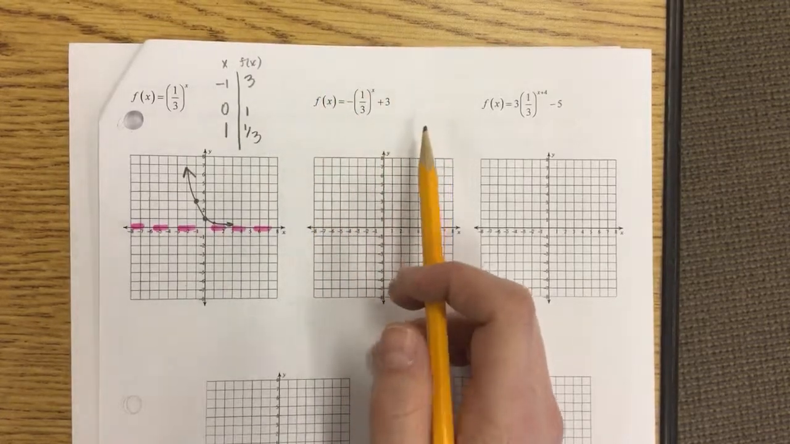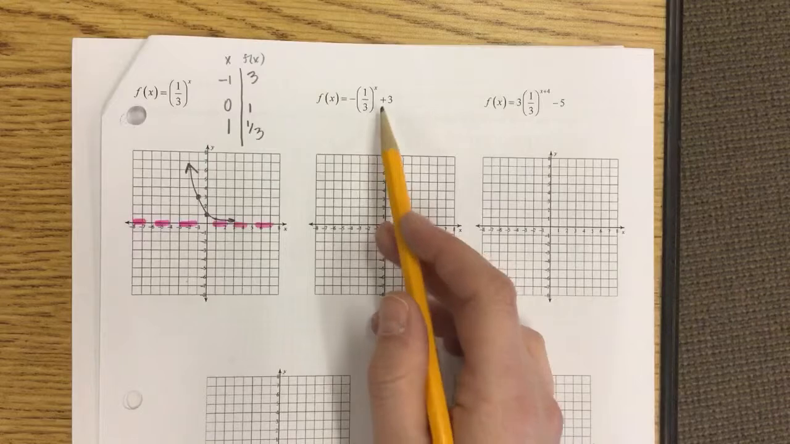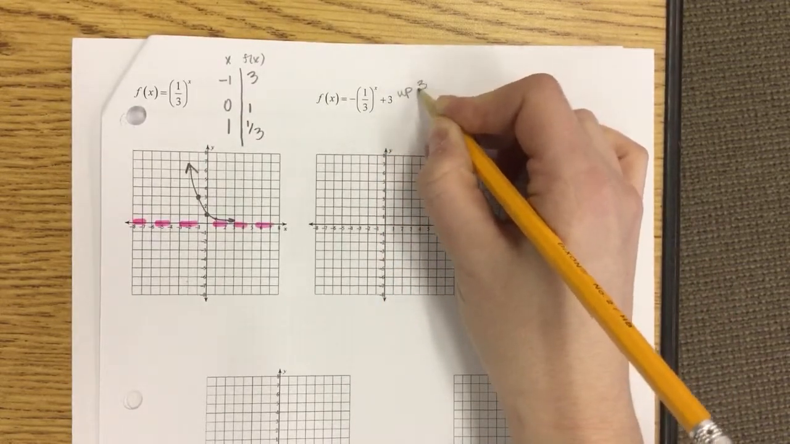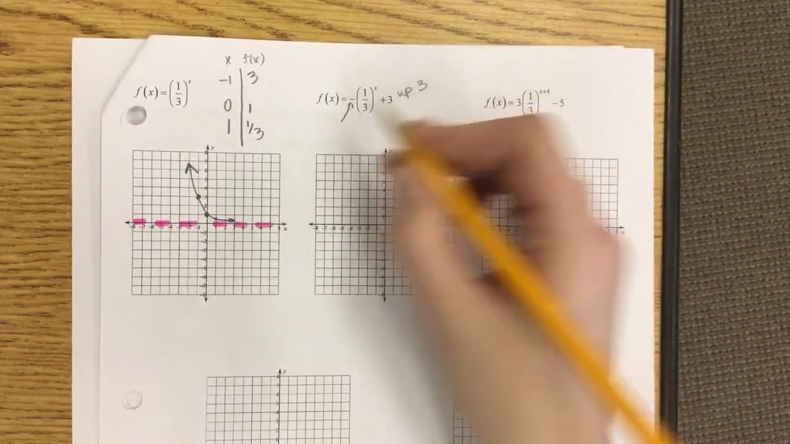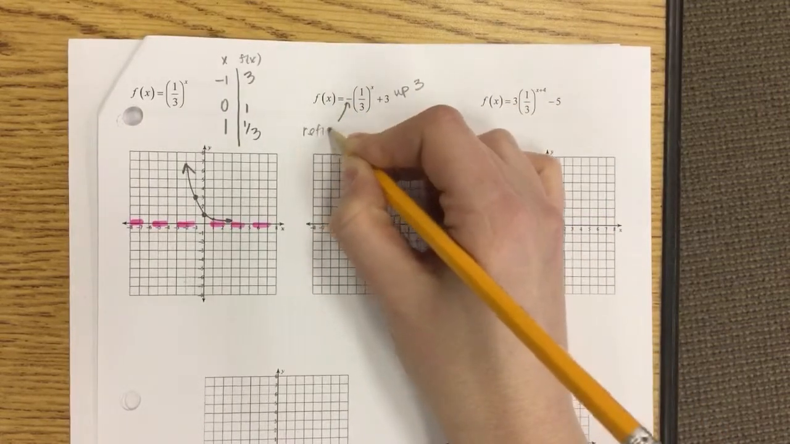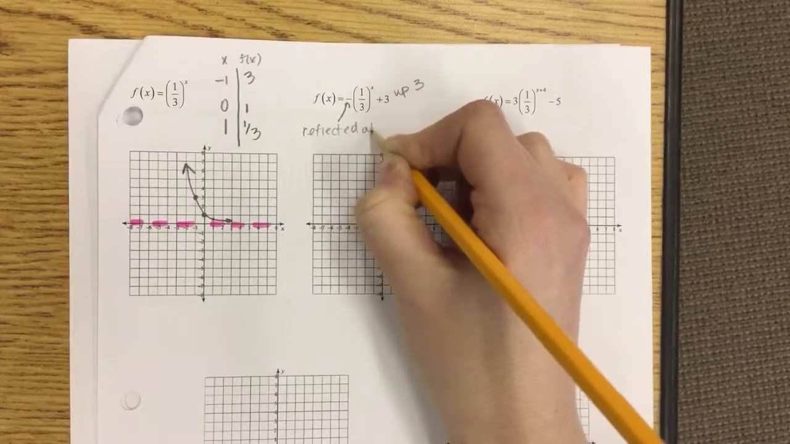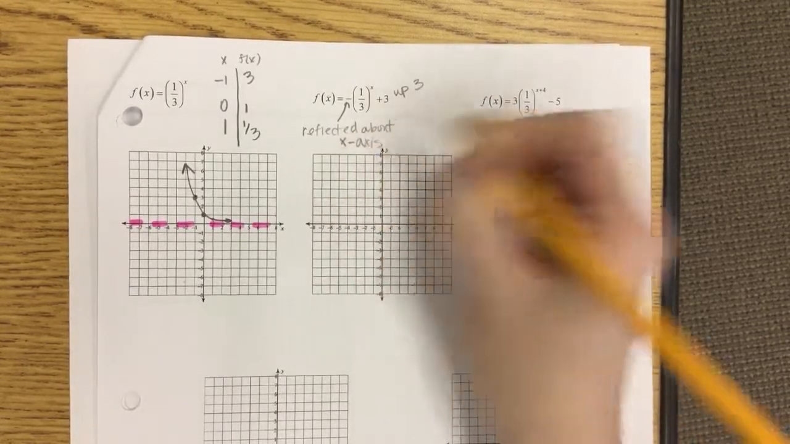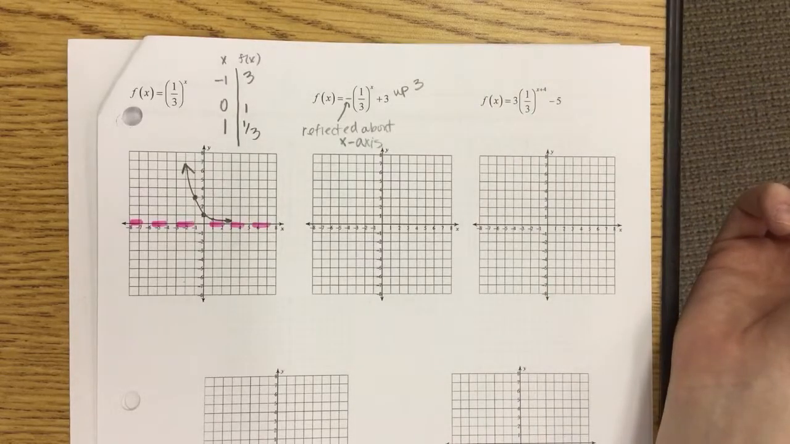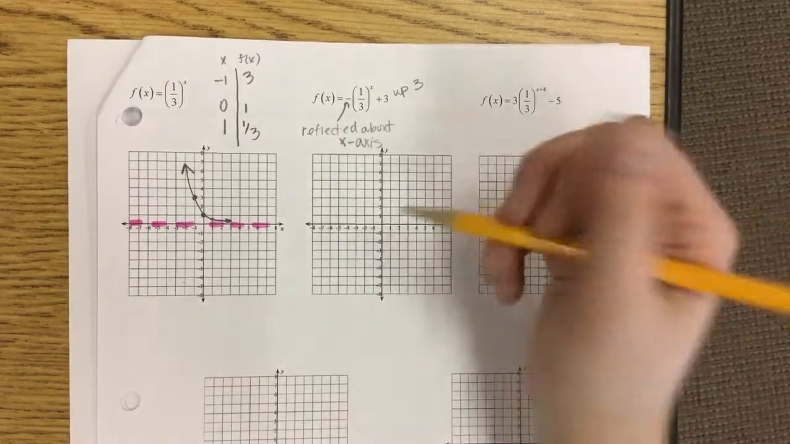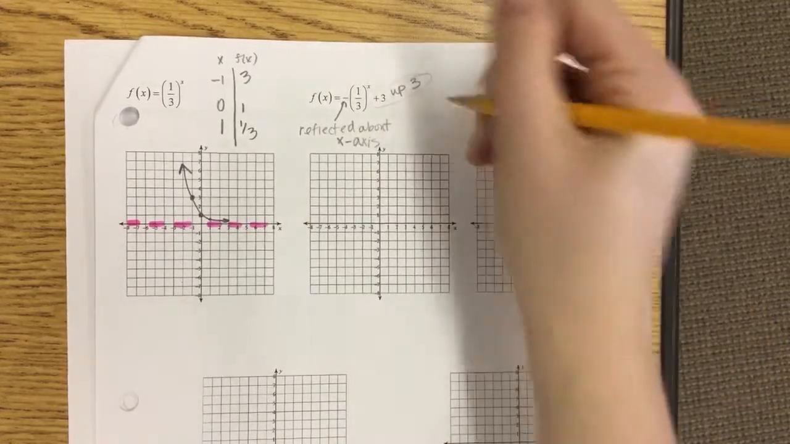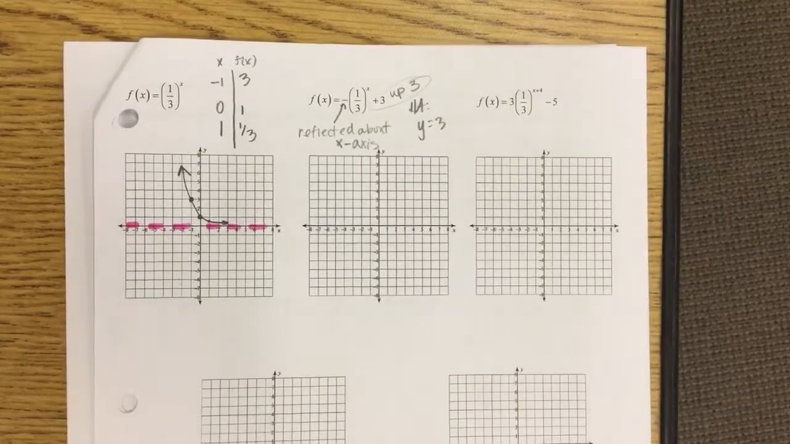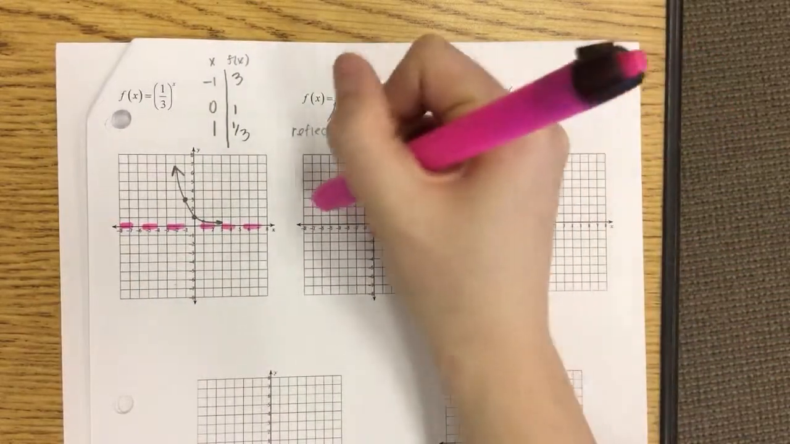So the transformations that are taking place for this graph: this is telling me that it's going to go up 3, and now I have a negative here, which means it's going to be reflected about the x-axis. The first thing I'm going to do is take care of this up 3, because that's telling me that my horizontal asymptote is going to be y equals 3. So here's my horizontal asymptote.